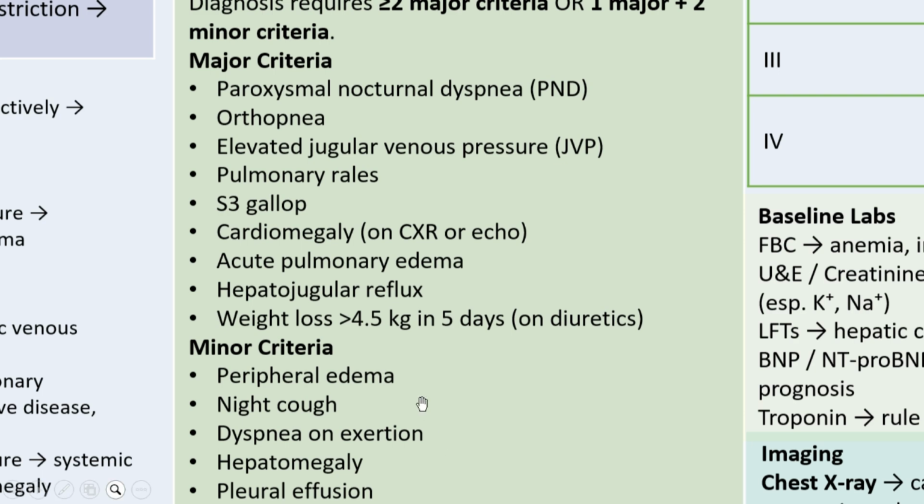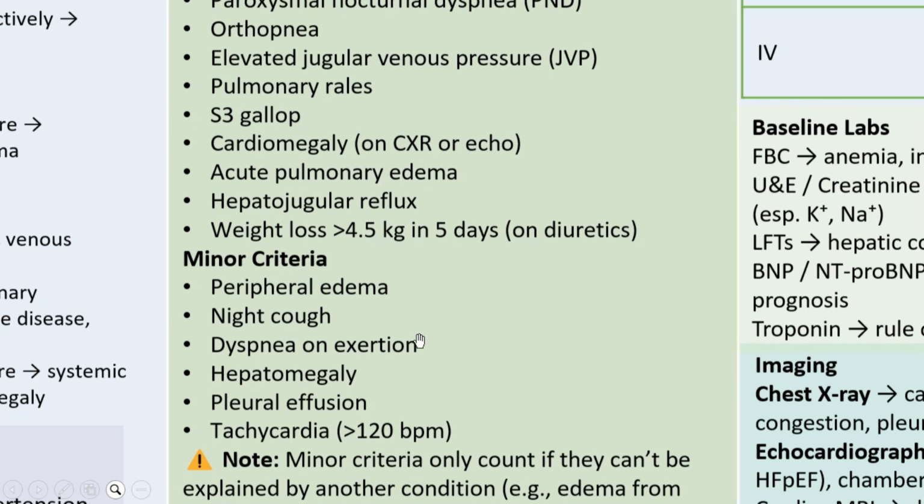Then we have cardiomegaly, which is seen on chest x-ray or on echo. We have acute pulmonary edema. We have hepatojugular reflex, which is when you're doing an abdominal exam and you try to press against the liver, you see actually more distension of the jugular vein. This is called the hepatojugular reflex. So if also someone has a weight loss of more than 4.5 kilograms in 5 days and they are on diuretics, we can also classify that as a major criterion. Someone comes in with ascites, maybe they have edema and everything, and when you put them on diuretics, they lose weight of more than 4.5 kilograms in 5 days.